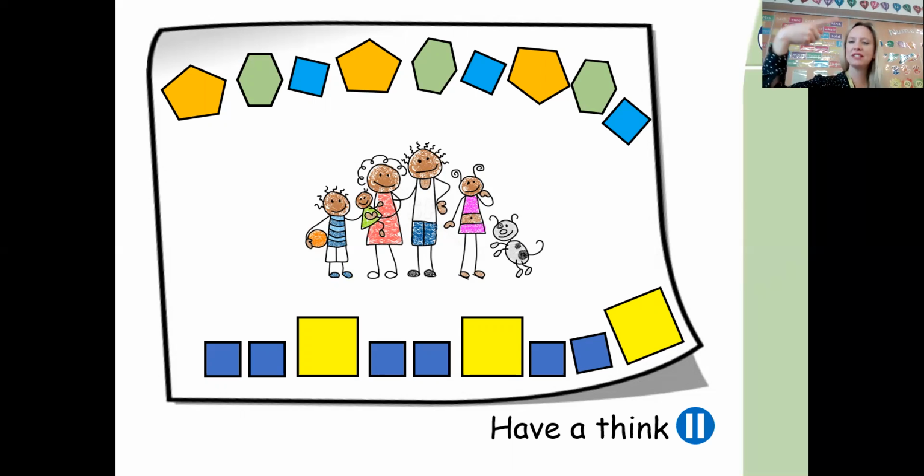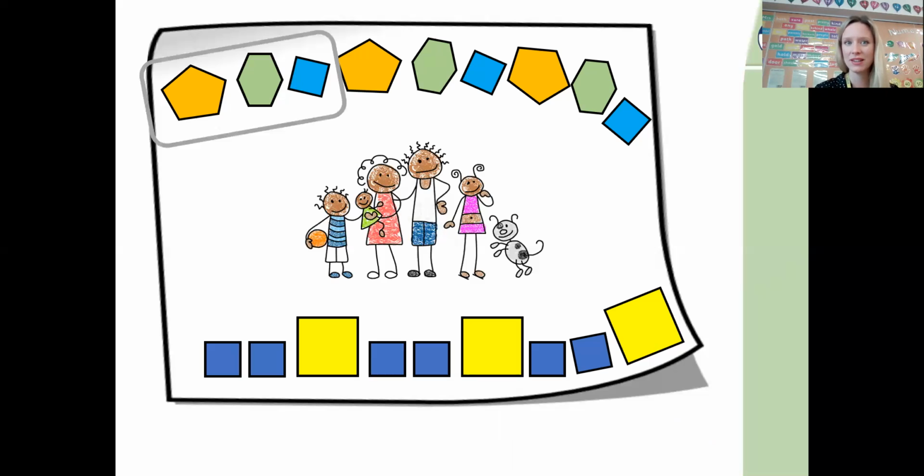Similarly, the one underneath also follows a repeated pattern. There are three parts to it before it then repeats. Square, little square, big square. Little square, big square. So our unit of repetition is square, little square, big square.